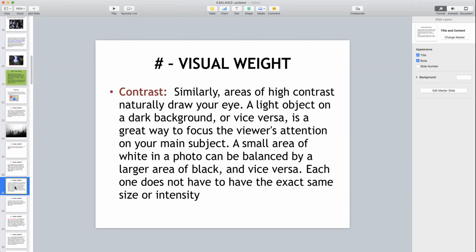Then something called contrast. Similarly, areas of higher contrast naturally draw your attention. A light object on a dark background, or vice versa, is a great way to focus the viewer's attention on your main subject. A smaller area of white in a photo can be balanced by a larger area of black or vice versa. Each one does not have to be the exact same size or intensity.